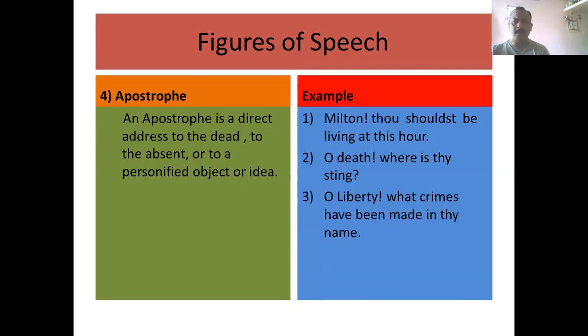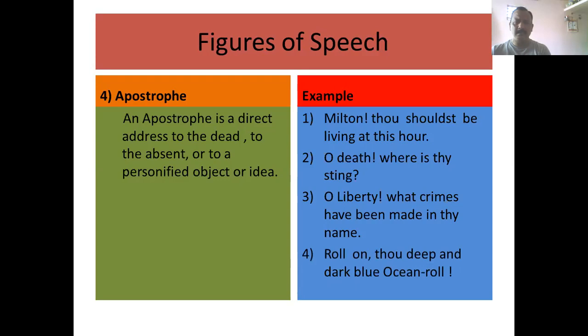Another example of apostrophe is there. O liberty, what crimes have been made in thy name? Now here, liberty means freedom, but freedom is an abstract or non-living thing, and the poet is directly addressing liberty. At that time it is also called apostrophe.